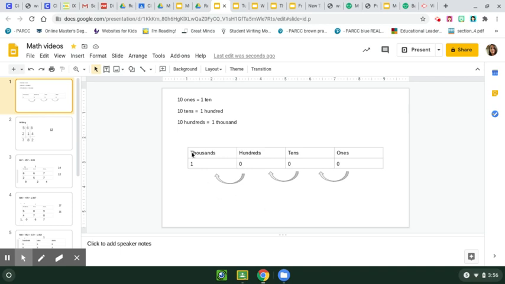Okay, so just a quick review. Remember, if we have 10 ones, it actually becomes 10. If we get 10 tens, it actually becomes 100. And if we get 10 hundreds, it actually becomes 1,000, okay?